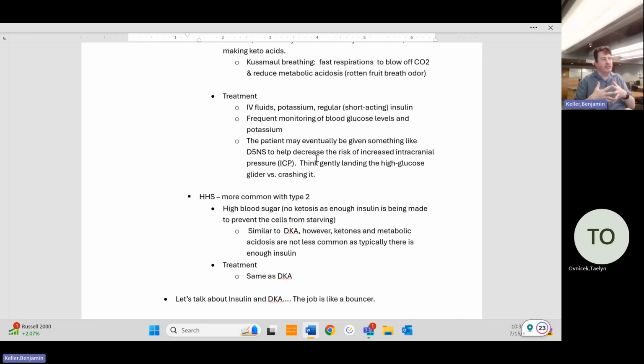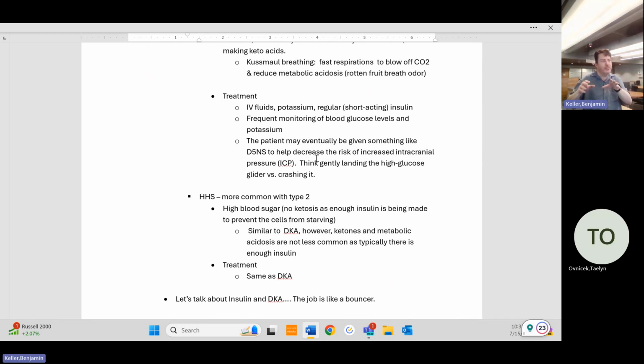So a patient like this may eventually be given some D5 normal saline. You might be like, well, why are we giving them dextrose if their blood sugar is already high? And that is a brilliant question. And I'm so glad if your brain went there, because that means you're starting to put these pieces together. Yeah, we give some measure of blood sugar to help decrease the risk of intracranial pressure with people with high blood sugar.